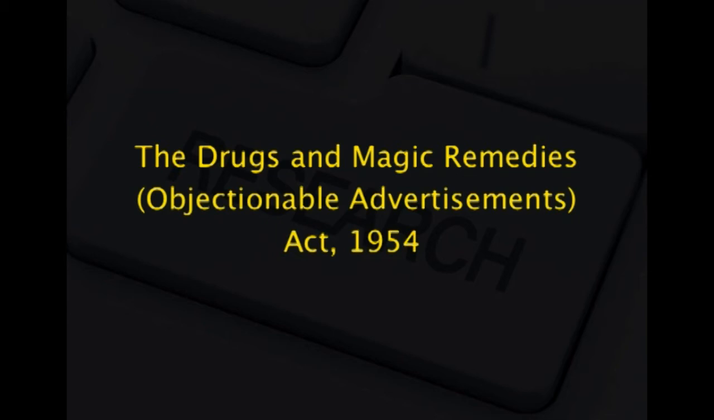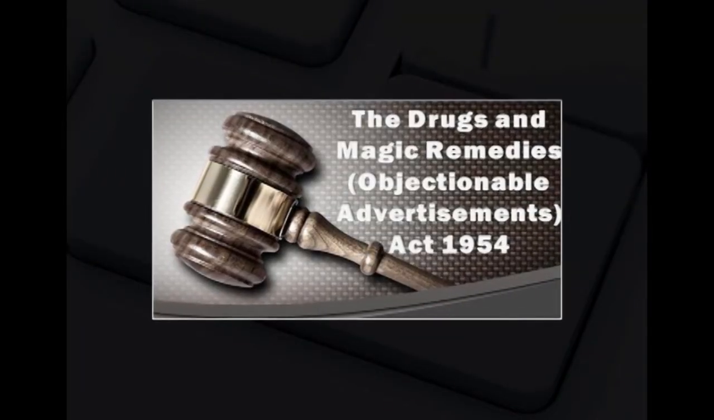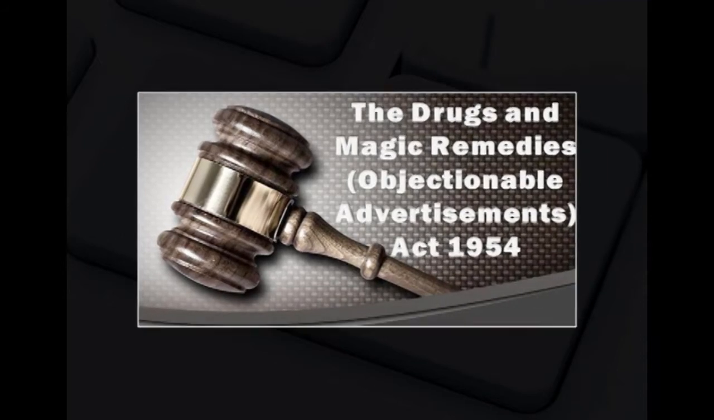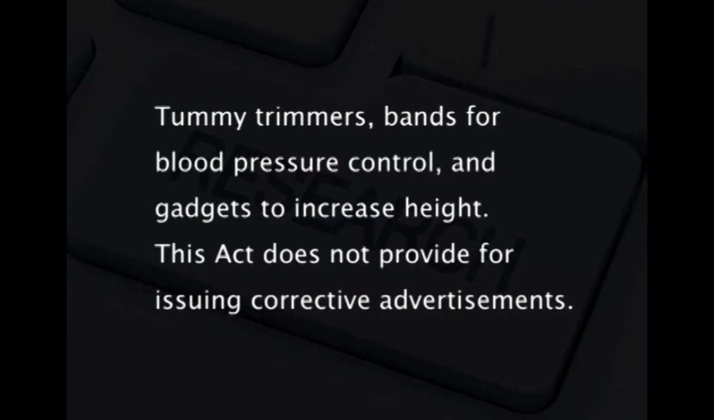First is the Drugs and Magic Remedies or Objectionable Advertisements Act 1954. This act prohibits advertisements for products and services claiming to cure certain medical conditions. As per the law, no advertisement should promise magical cure for any ailments or disease, and the rules specify the diseases and ailments that cannot be advertised promising cure or remedies. The Act does not cover advertisements that appear in various media pertaining to health gadgets of unproven efficacy, like tummy trimmers, bands for blood pressure control and gadgets to increase height. This Act does not provide for issuing corrective advertisements.